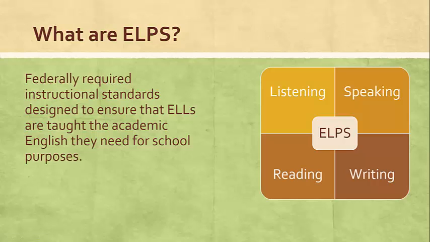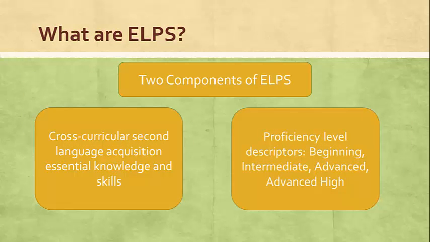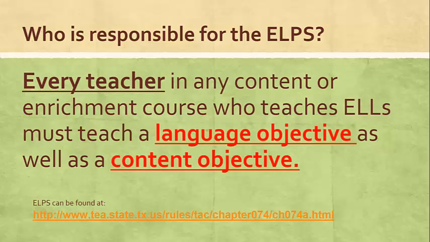What are the ELPS? The ELPS are federally required instructional standards as of 2007-2008 that are designed to ensure that ELLs are taught the academic English they need for school purposes. The ELPS do include the domains of listening, speaking, reading, and writing. And the two components of the ELPS are cross-curricular second language acquisition essential knowledge and skills, as well as proficiency level descriptors of beginning, intermediate, advanced, and advanced high.